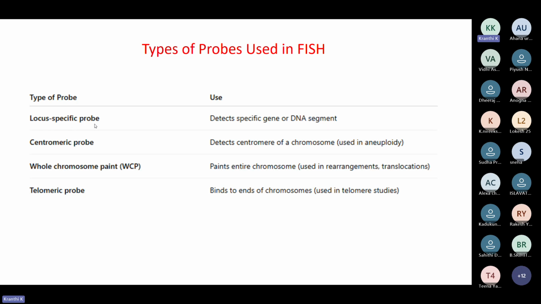It's a locus specific probe. We have different probes. Locus specific means for a specific DNA segment, we are using this probe. If it is a centromeric probe, then it links only to the centromere part of the chromosome. If it is a whole chromosome paint, we are using a big probe, then it will paint the complete chromosome. Then you can see the rearrangements, translocations also here. Then a telomeric probe binds to the tip or end part of the chromosome, right? So it binds to the ends of chromosomes. Like this, we have different types of probes.